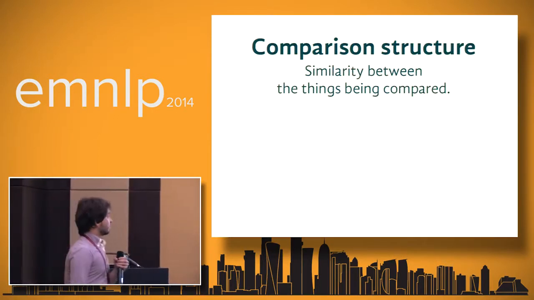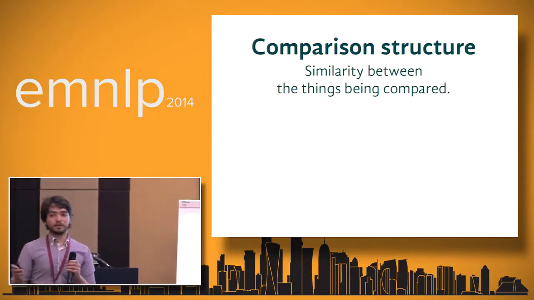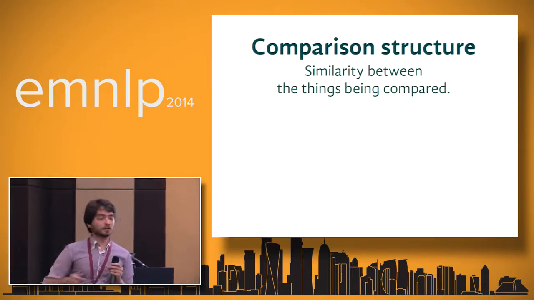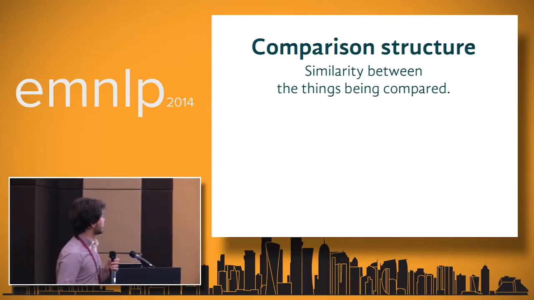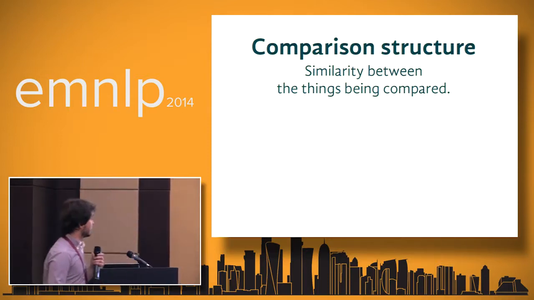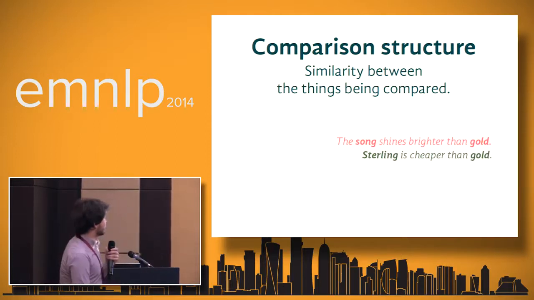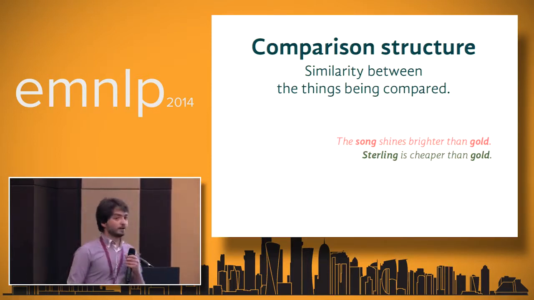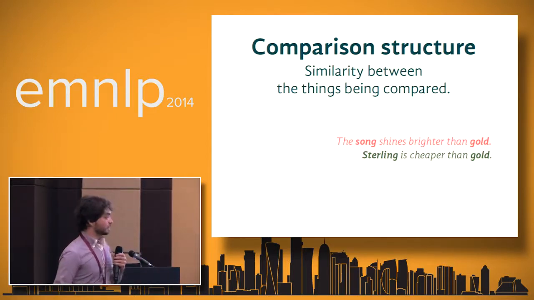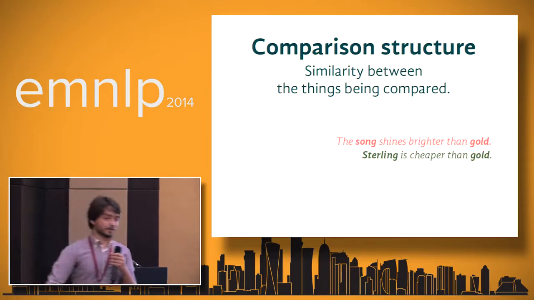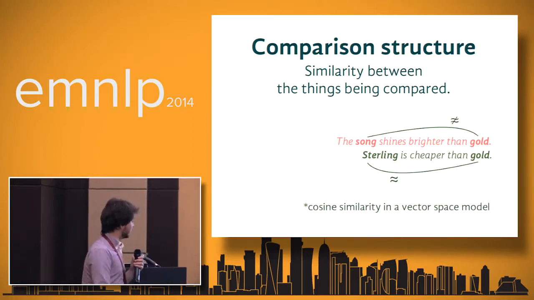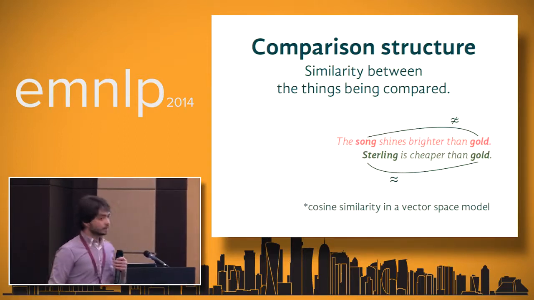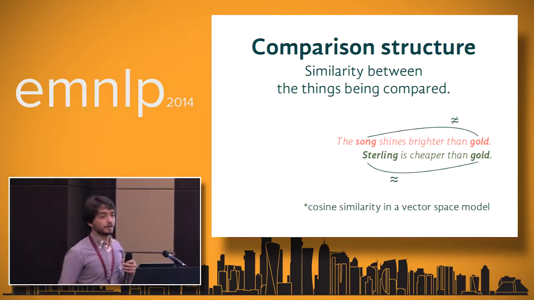We move on to the structure of a comparison. A comparison, we've seen that it's between two things. Can we use the fact that a comparison attempts to define a connection between two things? And can we use some other form of similarity, such as lexical similarity between the things being compared? So let's revisit the initial examples. The song is brighter than gold, or sterling is cheaper than gold. In this case, in the figurative example, song and gold are highly dissimilar words, whereas sterling and gold are similar, and you could substitute them for one another, or they could occur in similar contexts. So the intuition is that a similarity in a vector space model would tell us that in literal cases, the things being compared are more similar, and in figurative examples, they are less similar.